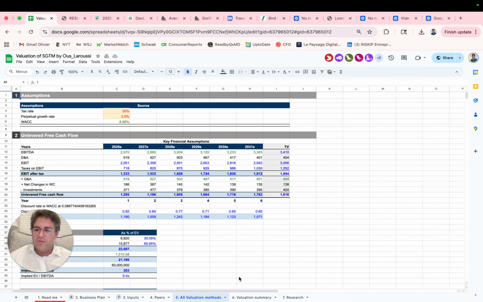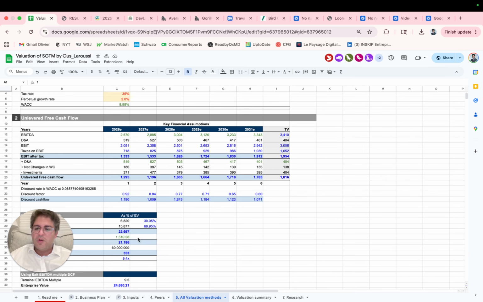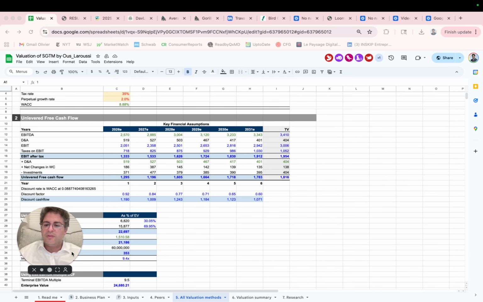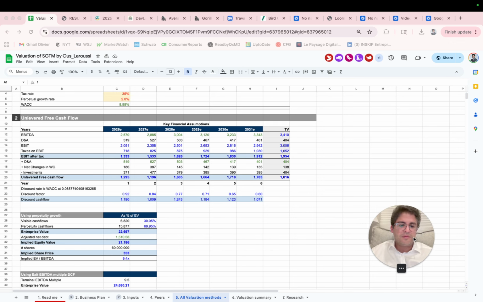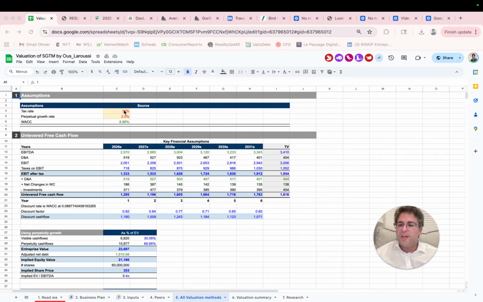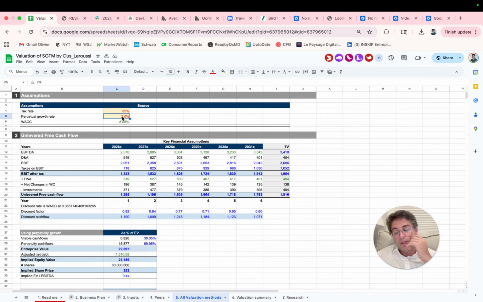So after I have all of this, what I do is, let me just do this like that. So the assumptions here are quite usual. 35% for tax rate, perpetual growth rate 2%. I do recommend that you read my article, the last one on Substack. I noticed something interesting, which I'm gonna share with you.